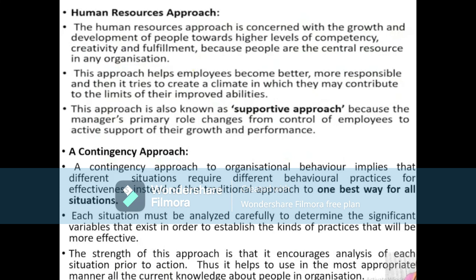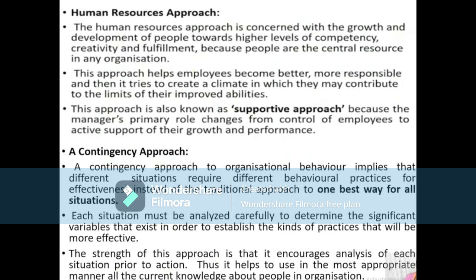But coming to HR approach, the role of the managers changed from structuring and controlling to supporting. Before that, in traditional approach, he closely monitors the performance of the employees, and at the same time he controls the employees, he structures the employees. But now, in human resource approach, a high concern towards the employees is shown. In which way? By supporting them.